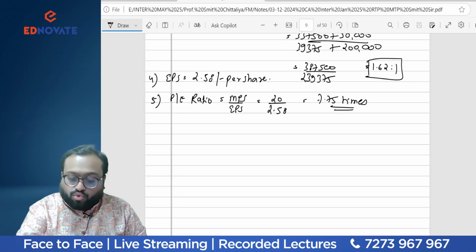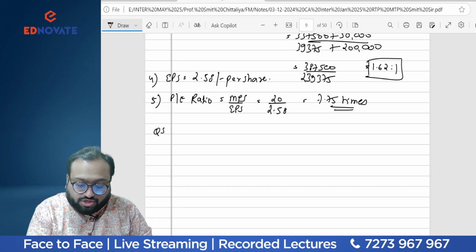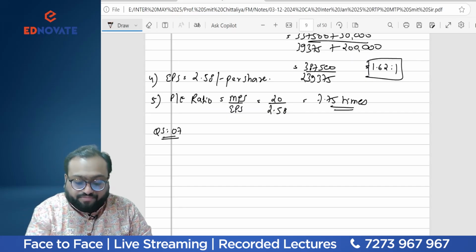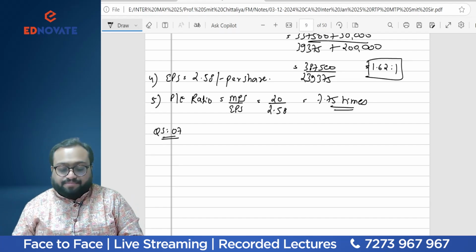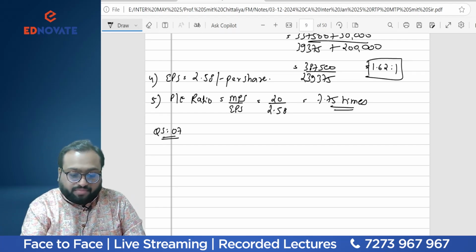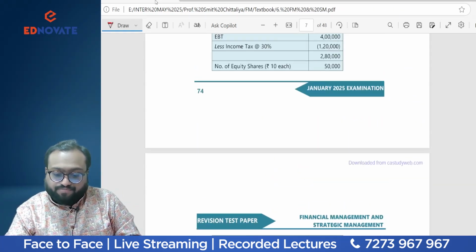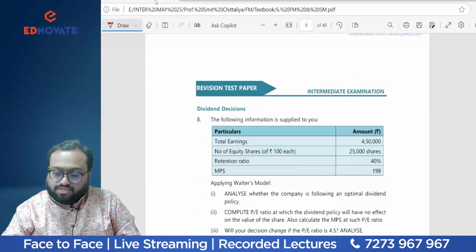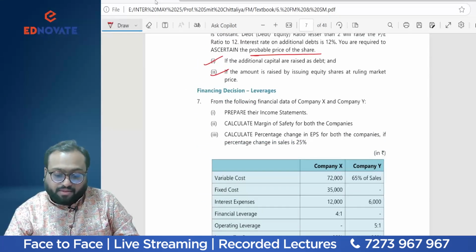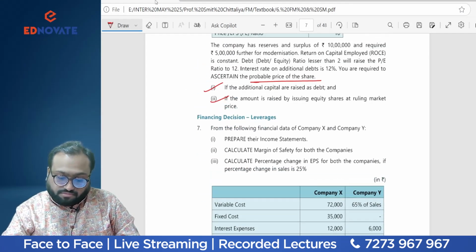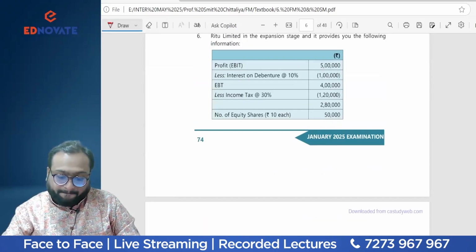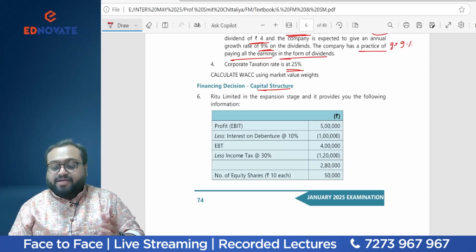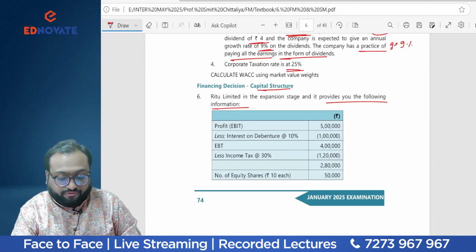See, I'll tell you how to go with this sum. For example, question number 7, if we are talking about question number 7. Just 2 minutes I'll take. Let me read the question for you first. What is happening? What information has the question given us? Ritu Limited is in expansion stage and provides you the following information.